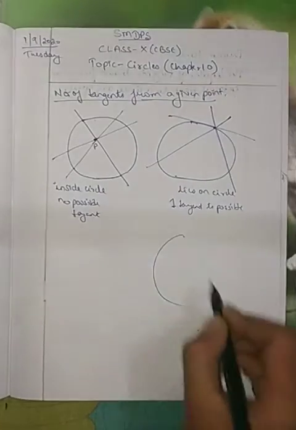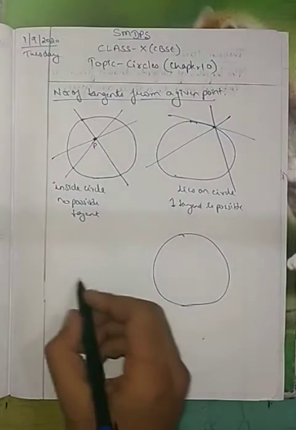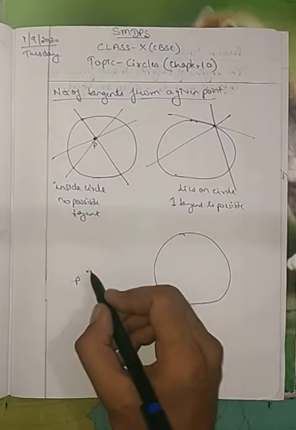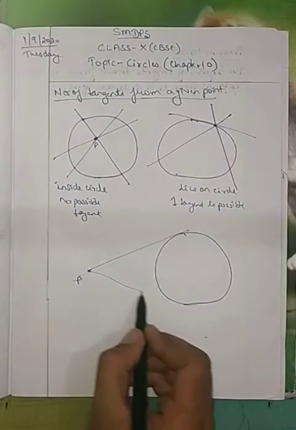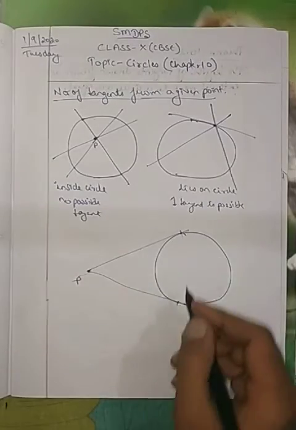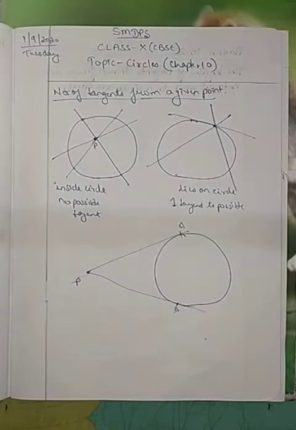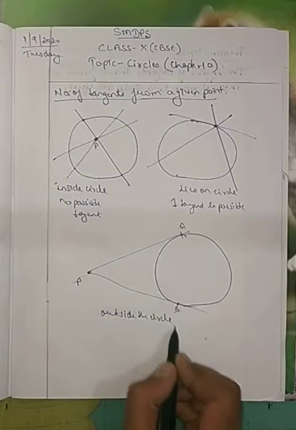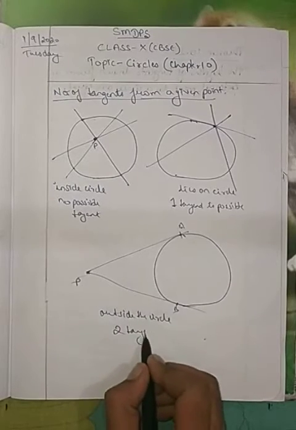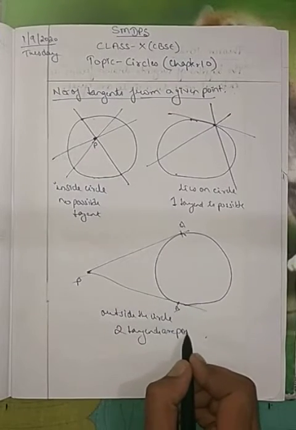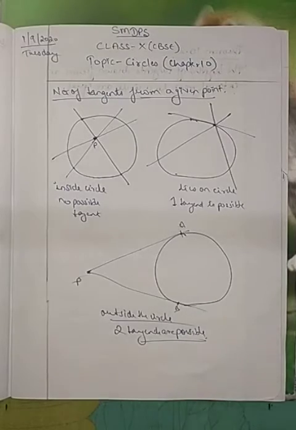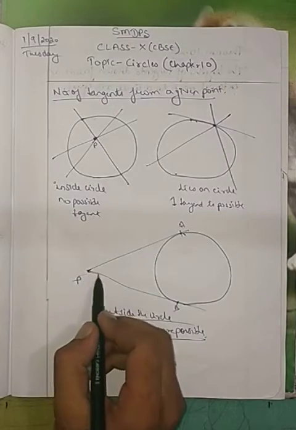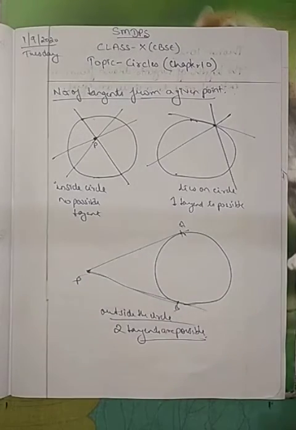The third case is if the circle is there and the point is lying outside the circle. So the tangents that we can draw from here and from here, in this way we can draw two tangents from a point lying outside the circle. So outside the circle, two tangents are possible. Our second theorem of this chapter is based on this result, that two tangents can be drawn from a point lying outside the circle.